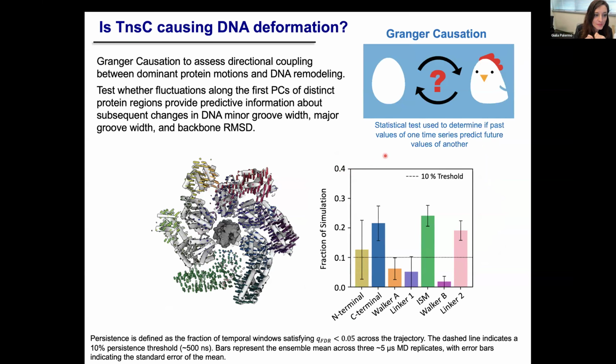The method is also applied in systems biology, and in this case, we use Granger causation to assess the directional coupling between dominant protein motions and DNA remodeling, to test whether the fluctuations along the first principal component Granger cause the DNA minor groove width opening, the major groove width opening, and the change in the backbone RMSD of the DNA. And as you can see from this analysis, what is particularly interesting is that the ISM linker 2 directly Granger cause the distortion of DNA, as well as the terminal regions, which we can see from principal component analysis of the experiment and the computation are particularly relevant. So we can infer that TnsC causes DNA deformation through this approach.